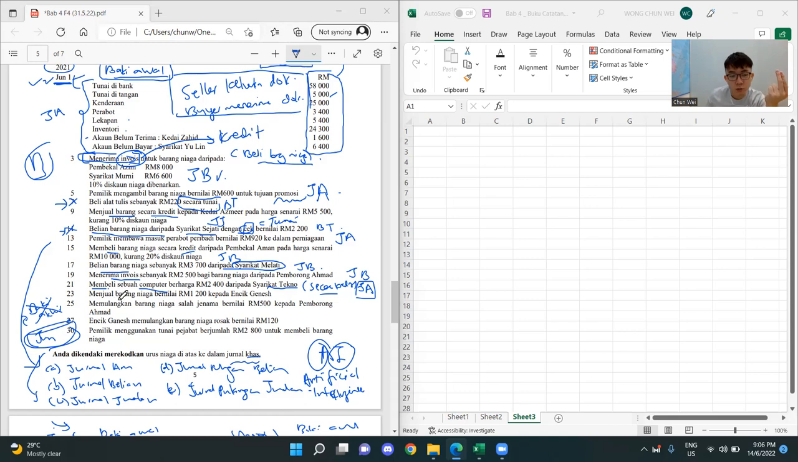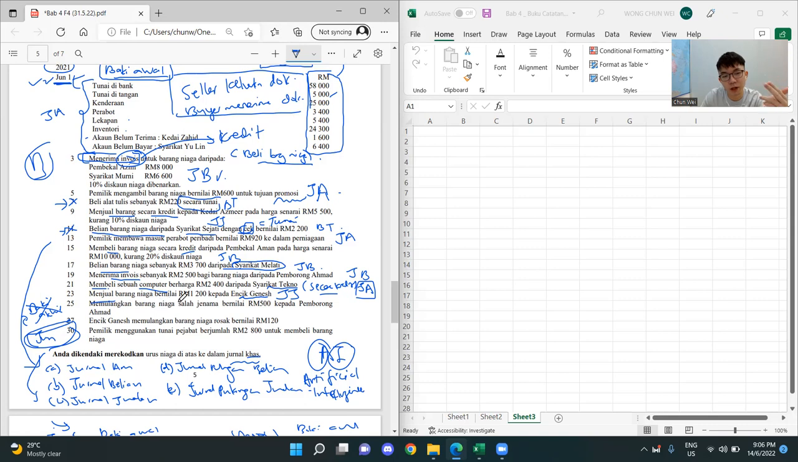You jual, you see, they will tell you if you jual barang niaga, they will say menjual barang niaga bernilai kepada Encik Ganesh. Same thing, they didn't mention if it is secara tunai or secara kredit. Okay, then we will assume that this is secara kredit because the name is already given here. All right, so you jual secara kredit, then that is a JJ, jana jualan.